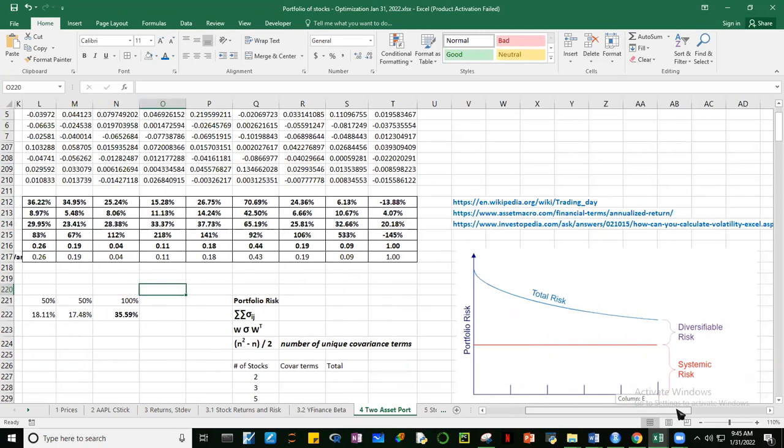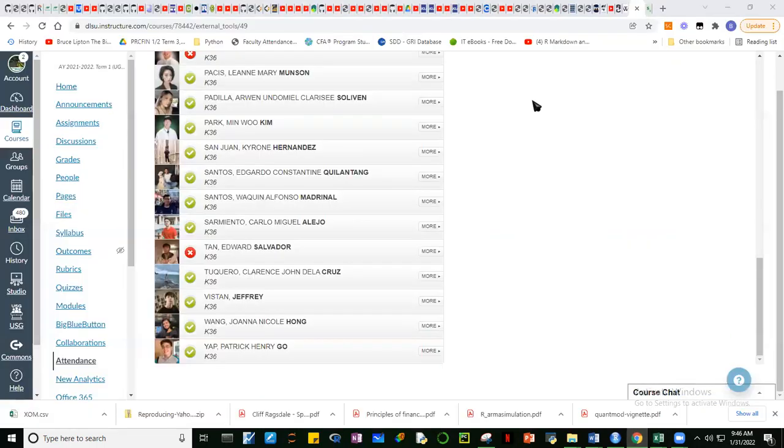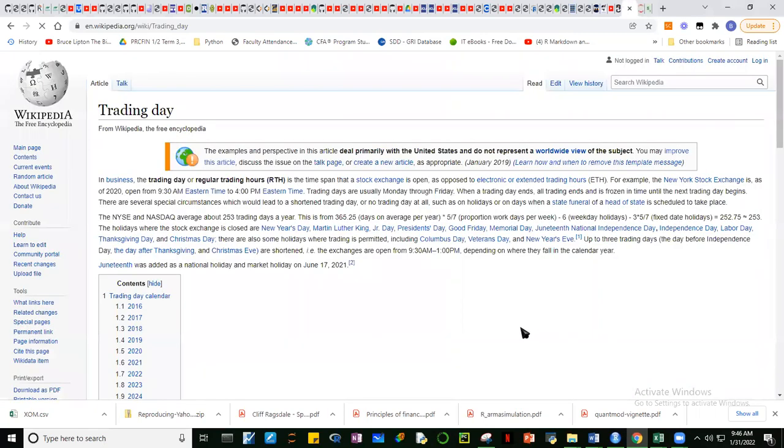Okay, there are some references here, guys, that I shared. You may wish to look at that. Okay, kapag daily yan, guys, you multiply it by 252. So tingnan nga natin sa dali itong Wikipedia na to na trading day. Just for the information of the class. Okay, I think I already opened that. So you may wish to open that trading day, no?